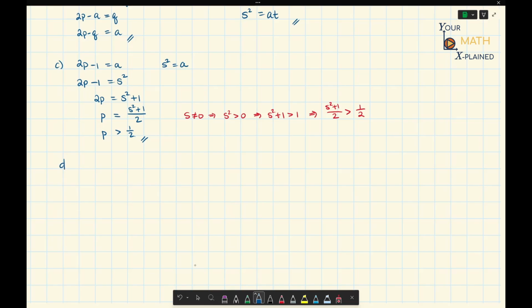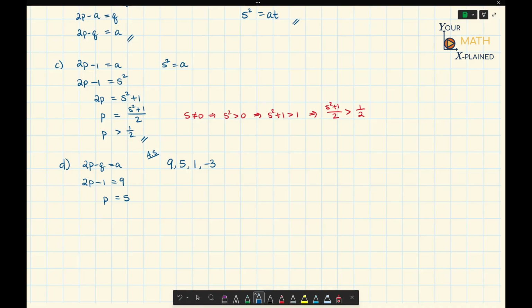So let's start by writing out the arithmetic sequence. We start with 2p minus q is equal to a, and now we can substitute in the values for q and a. So we get 2p minus 1 is equal to 9, which means p is equal to 5. So our sequence starts with a, which is 9. The next one is 5, and then the next one is 1. We can see that the common difference here is -4, which means the fourth term must be -3. So this is the arithmetic sequence.